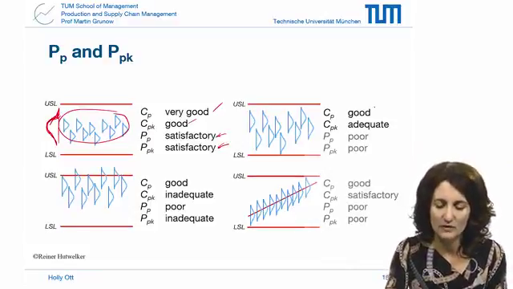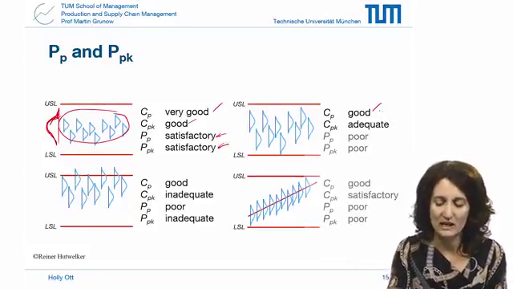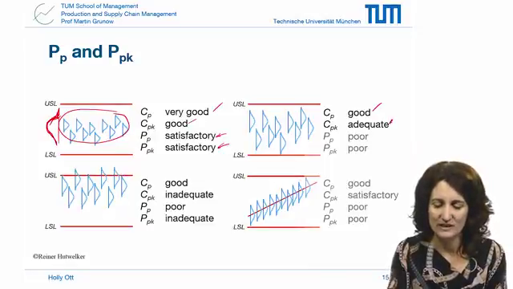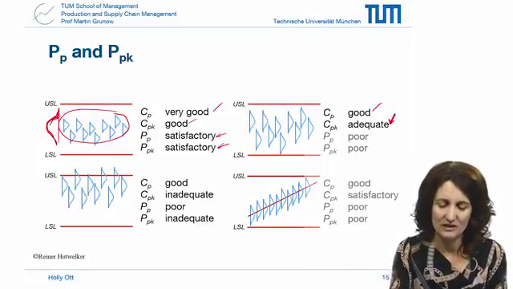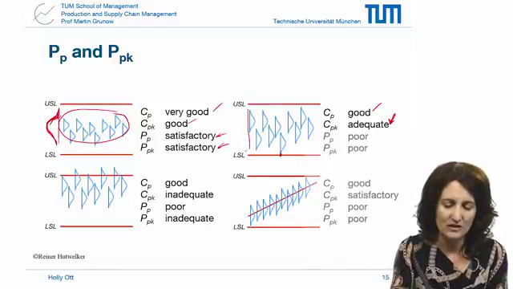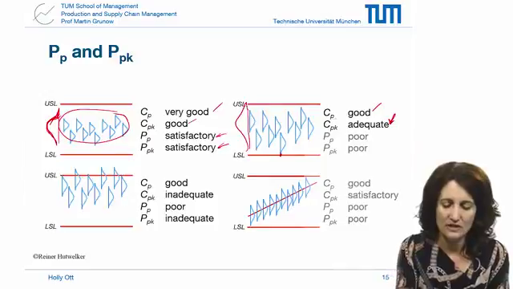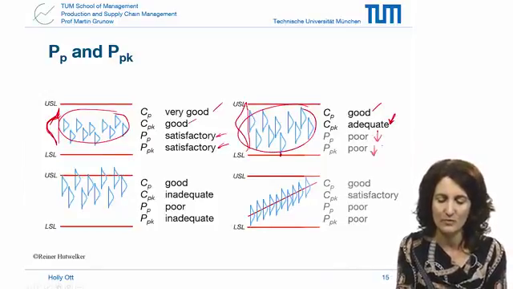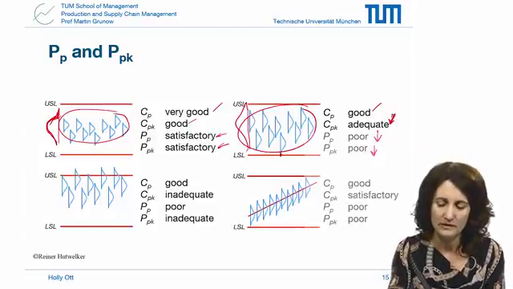Here in this example, CPK is also pretty good. CP is pretty good. PPK is adequate. You're kind of not quite out of spec yet. But again, here you're looking at a much larger variation for all of these. So PP and PPK are poor. All right, here, this is okay.